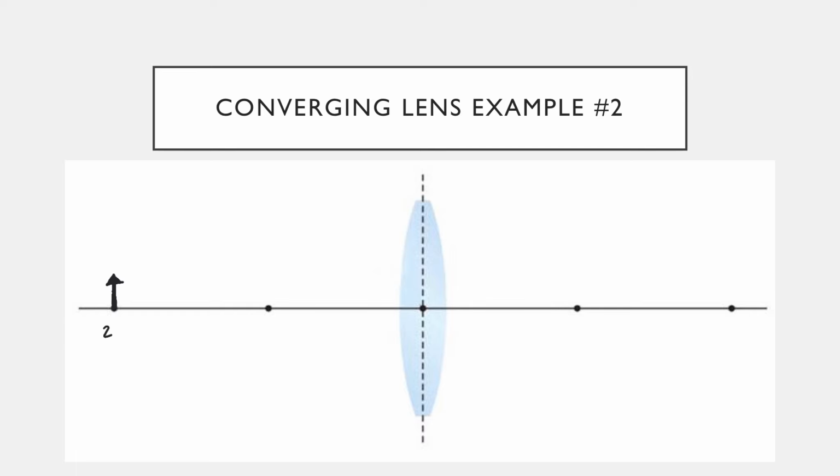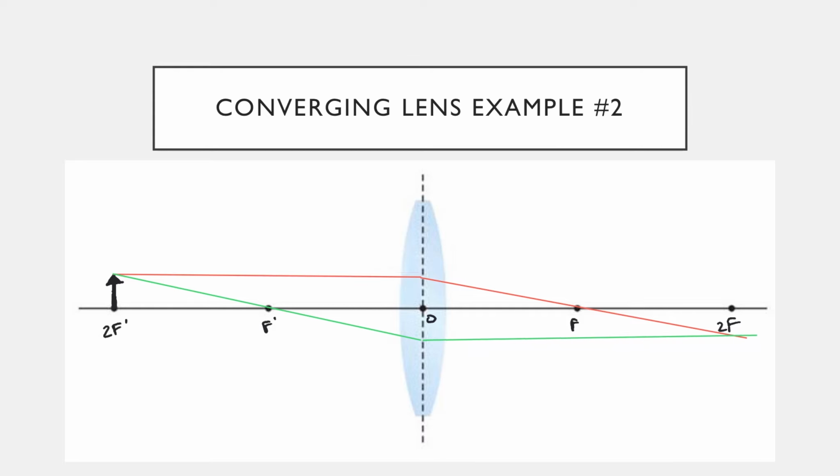The next example is the case where we have the object located exactly at 2F prime. So if we follow the same rules from before, we're going to start by drawing a line that goes parallel to the principal axis, makes contact with our lens, and then travels through F. The next ray is going to start at the object, travel through F prime, make contact with the lens, and then continue parallel. And the last line is going to start at the object, go through O, and continue through O.